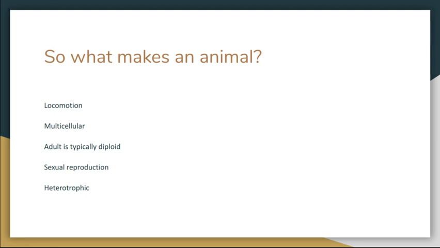So, animals are multicellular, meaning that they're made up of tissues and cells that work together. The adult is typically diploid. Remember that means that they have two copies of the DNA. They have two copies of the gene. And they usually have some sort of sexual reproduction.